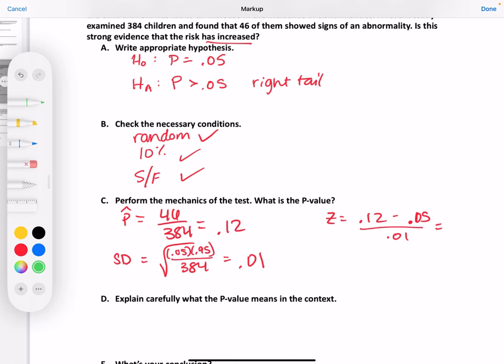Or we can use the one prop z test of 0.05, 46, 384, and then greater than p0. And then we want to know what the p-value comes out to be.